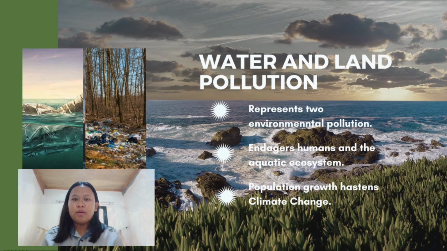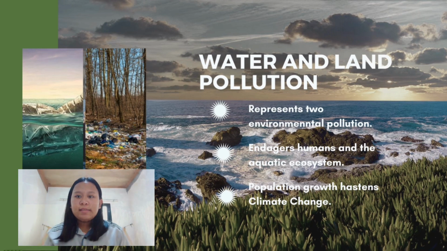Water and land pollution. These two represent two kinds of environmental pollution in which the issue is man-made. The usual causes are throwing garbage anywhere and littering, such as pesticides and animal waste. This issue in climate change actually endangers humans and the aquatic system. An example of land pollution is people littering. The effect on people is getting diseases, such as tetanus, which is a bacteria that can be found everywhere, such as in soil and dust.